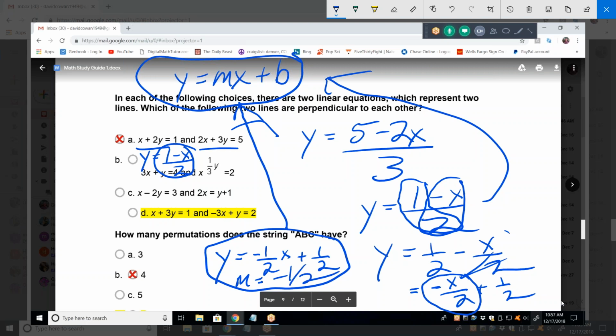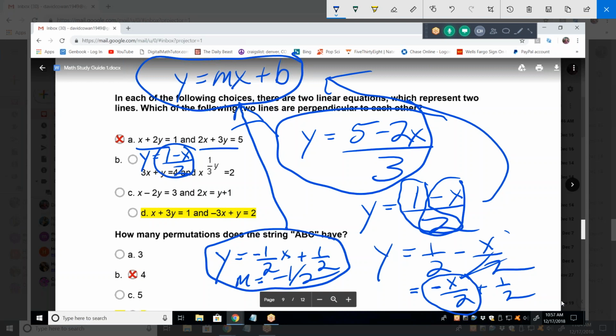Okay. So now let's look at the other one. This one, the second equation in item 1. What's the slope on that one? After I separate it into two fractions and switch positions, what's my slope going to be?